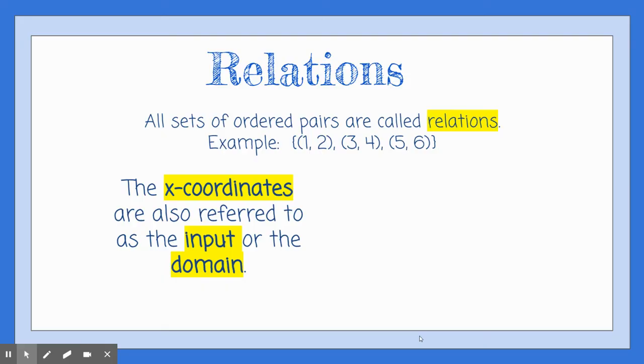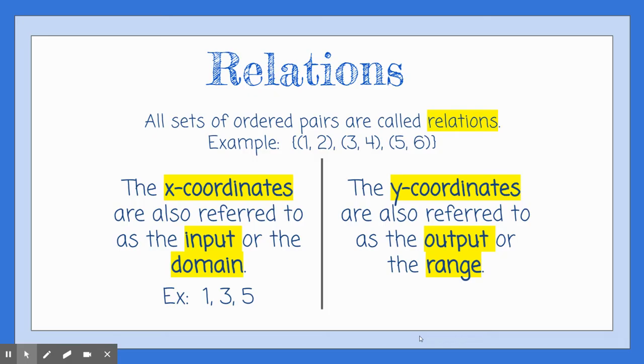The x-coordinates are also referred to as the input or the domain. So in this example, the 1, the 3, and the 5 are our domain values because they are the x-coordinates. The y-coordinates are also referred to as the output or the range. So in this example, the 2, the 4, and the 6 are our range values because they are the y-coordinates.